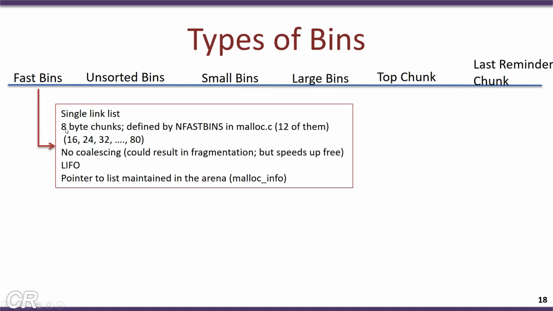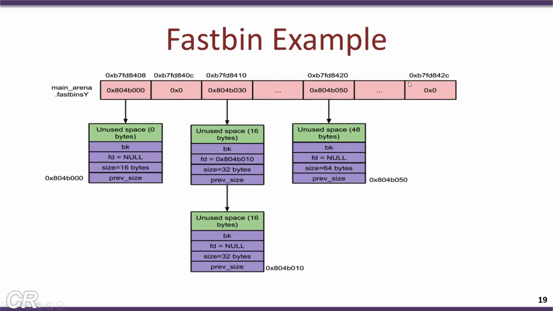Now, each of these fast bins are in 8 byte increments. So for example, we have fast bins of 16 bytes, 24 bytes, 32 bytes, and so on till 80 bytes. And also in fast bins, there is no coalescing. We will see what coalescing is at a later point. Essentially, coalescing is used to prevent fragmentation. However, if your bin happens to be a fast bin, then there is no coalescing which is done. Now, since it is a single linked list, there is a last in first out kind of operation which goes on. So this particular slide shows an example of fast bins.